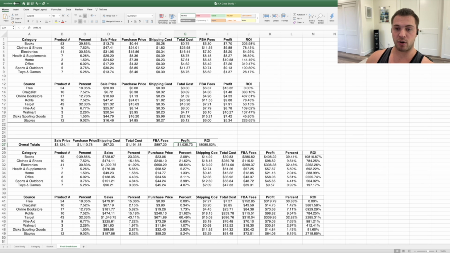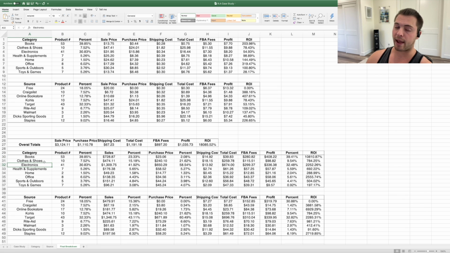And you can see the different categories here. So books, let's see how well they did. So profit, it accounted for about 40% of my profit in books. Clothing and shoes, you see electronics. Electronics I've had a lot of luck with. Things I don't normally have luck with are toys and games. A lot of times they're restricted. Things like Legos you can't sell.